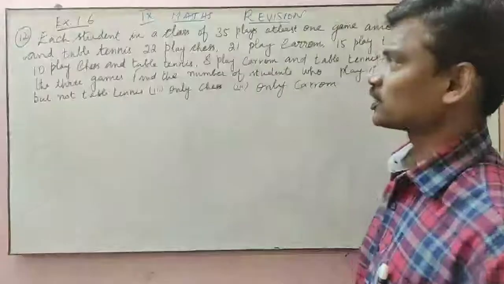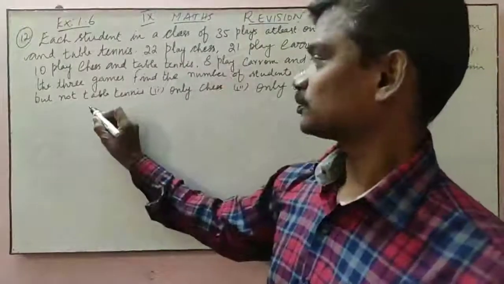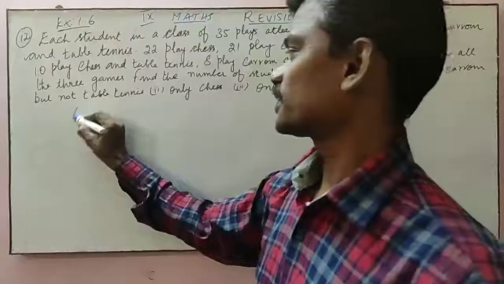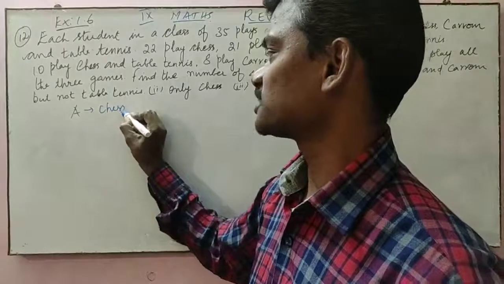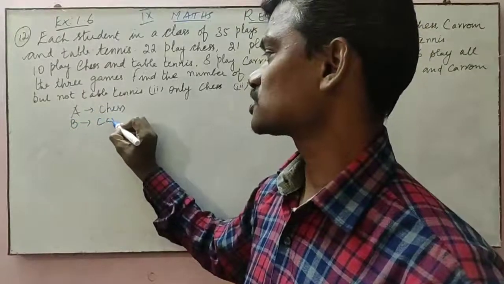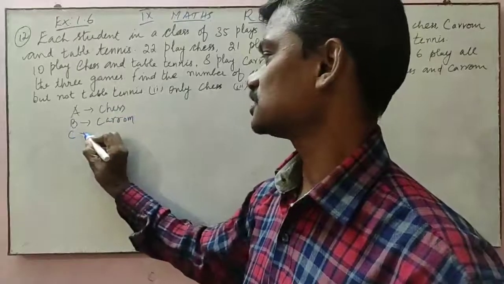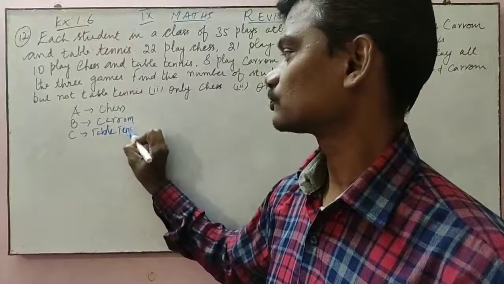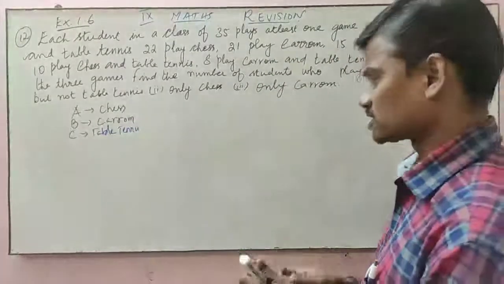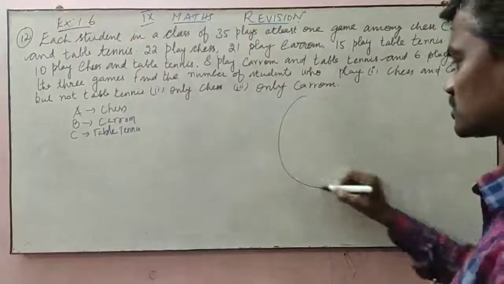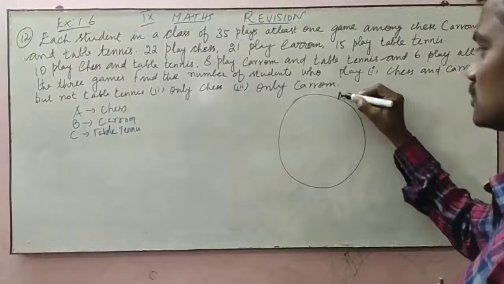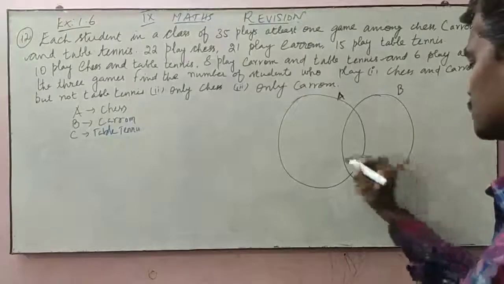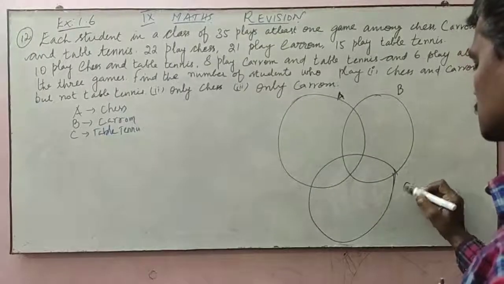Here in the question itself they give the hint that we have to use the Venn diagram. So first I am going to assume A denotes the number of students who play chess, B denotes the number of students who play carom, and C denotes the number of students who play table tennis. Now we are going to do the sum using the Venn diagram. The first circle A denotes chess, the second circle B denotes carom, and the third one is table tennis, which is C.